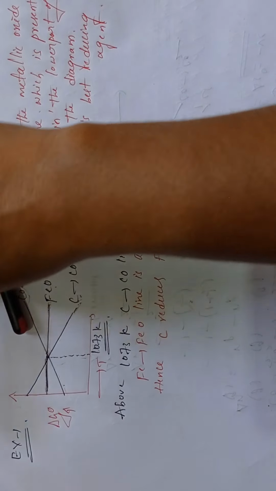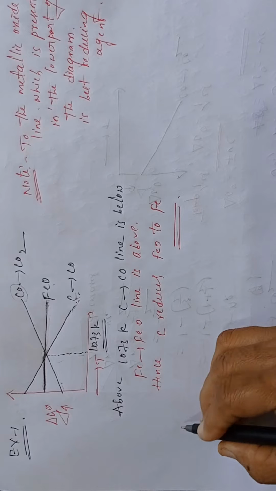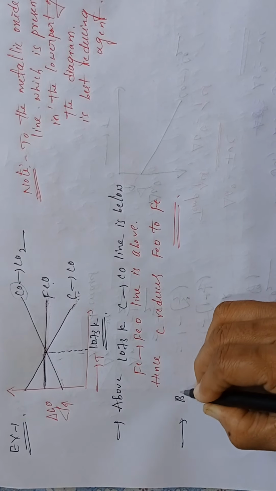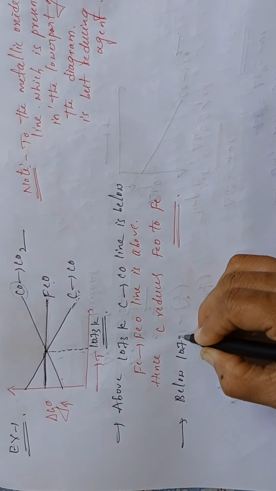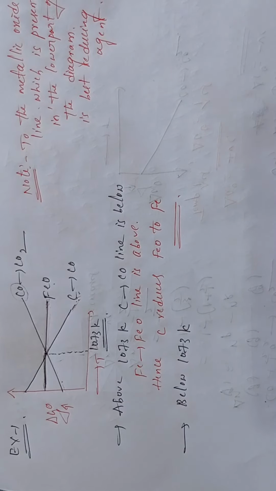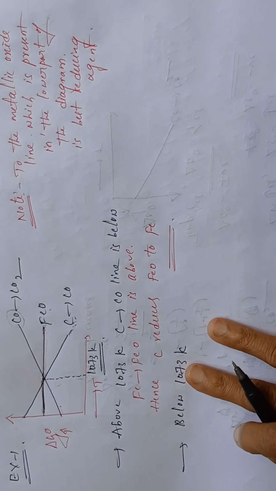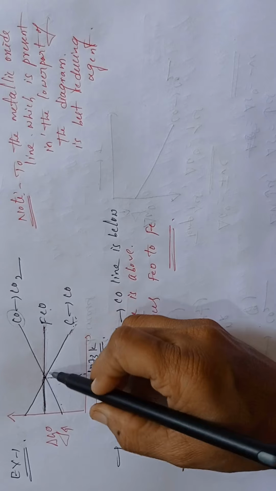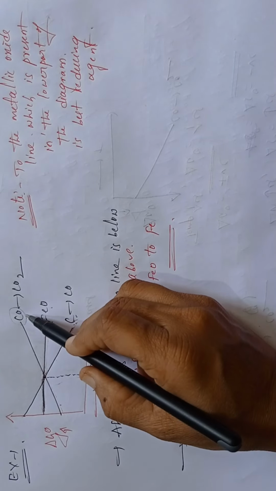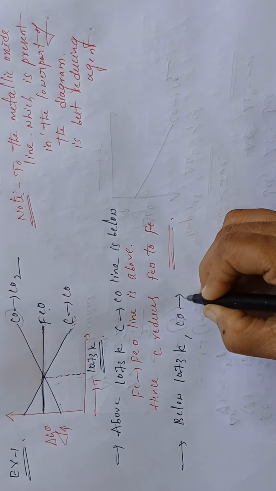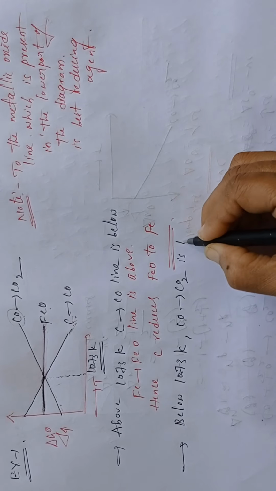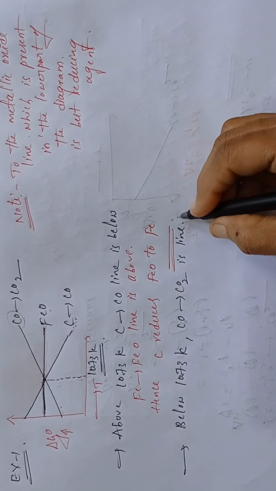Now tell me, students, below 1073 Kelvin. This is the second case. Below 1073 Kelvin, students. Now, which is the best reducing agent, students? CO is the best reducing agent. That means the CO to CO2 line is below.